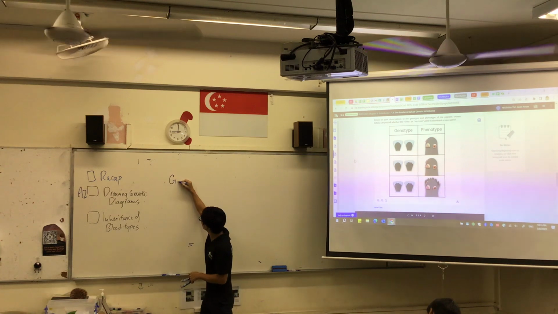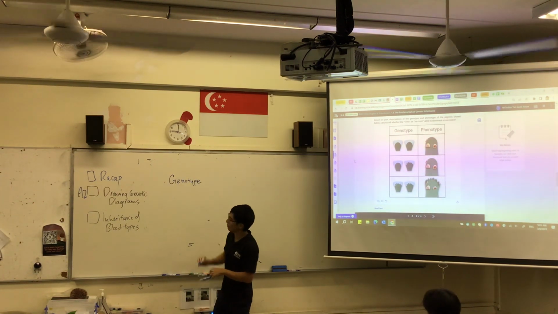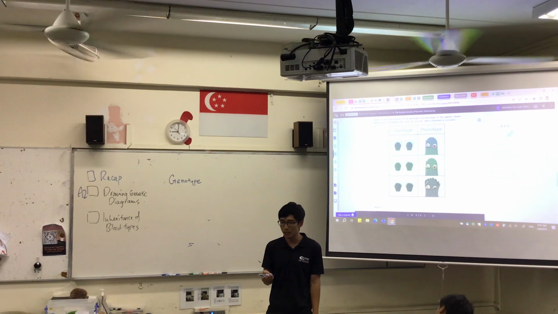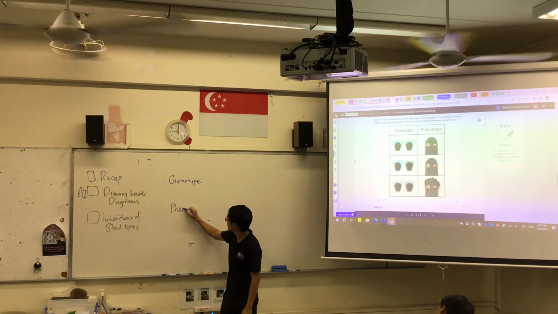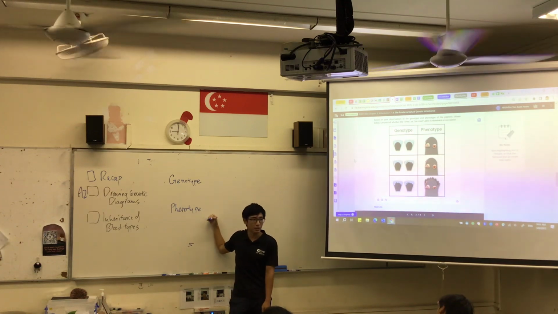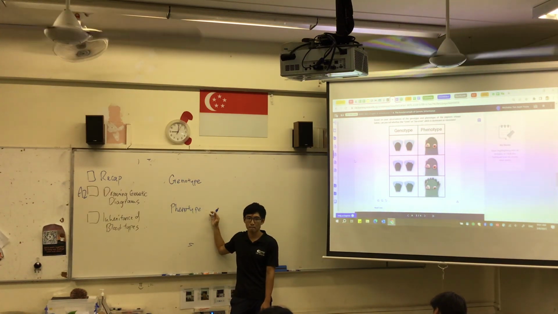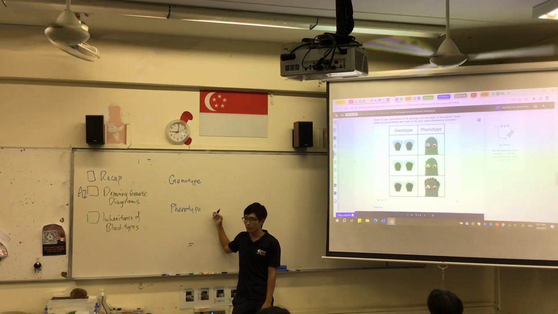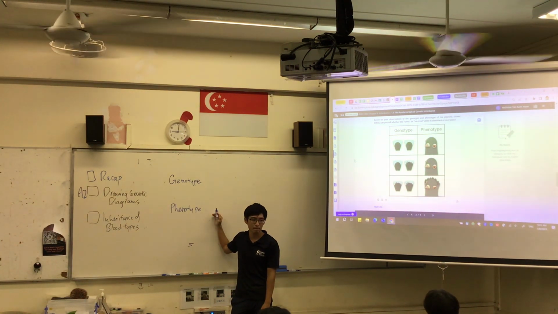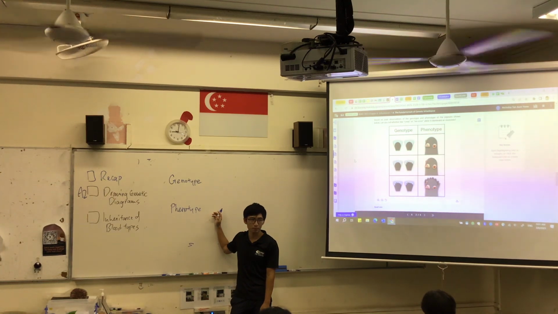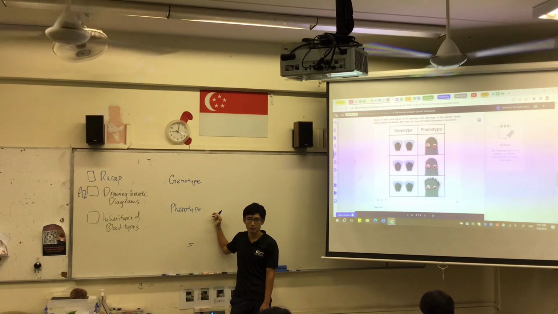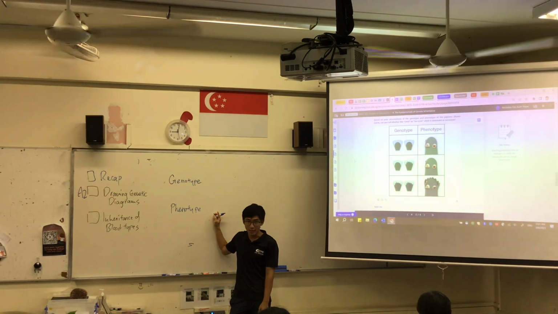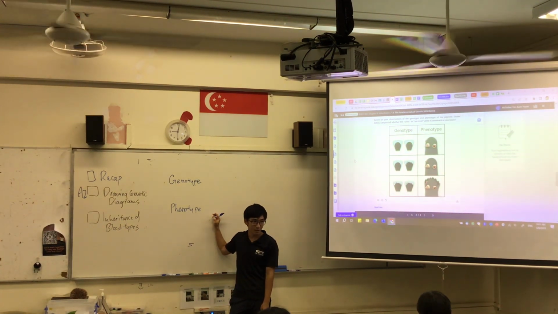First and foremost, genotype. I'd like you to think for yourself, in your own words, how will you describe what genotype is? Second, phenotype. Same thing, in your own words, how will you describe what phenotype is? You can refer to the diagram here to get some inspiration before you share your view. Okay, ready? What is genotype? What is phenotype?